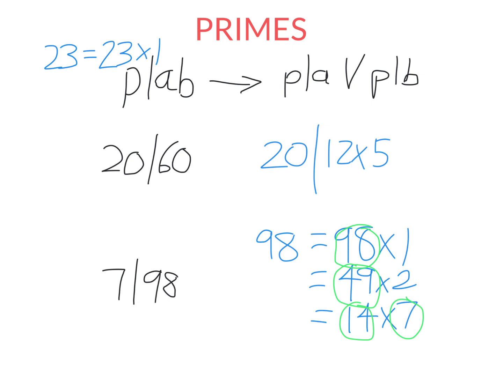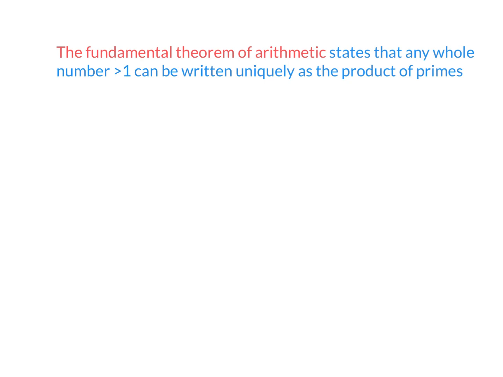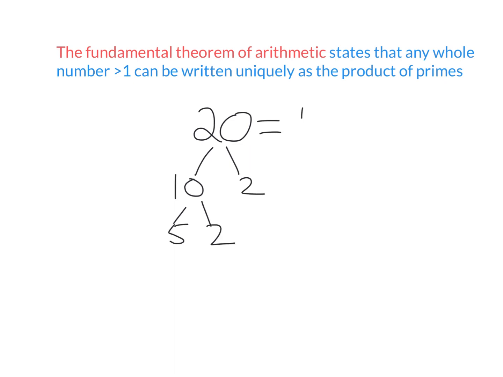All right, let's now look at the fundamental theorem of arithmetic. The fundamental theorem of arithmetic states that any whole number greater than 1 can be written uniquely as the product of primes. So we saw, for example, that 20 was not prime. That means I can find some prime factors of it. Usually to find these prime factors, we do a factor tree. So 20 is 10 times 2 and 10 is 5 times 2. So 20 is 5 times 2 squared.